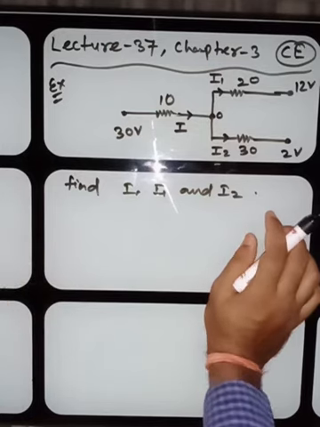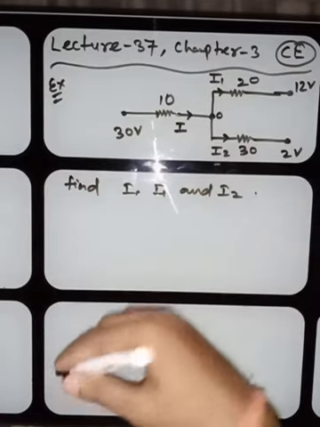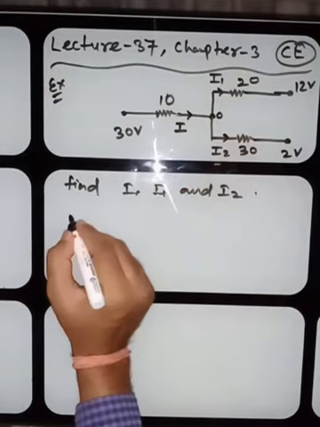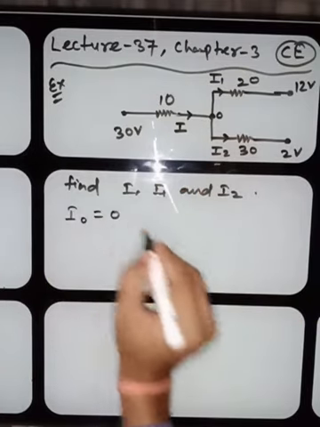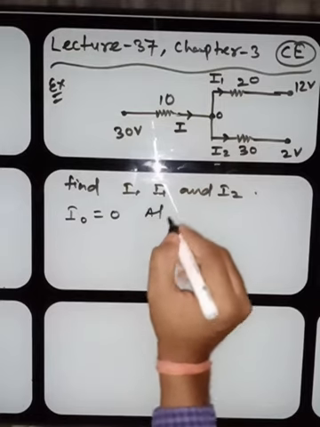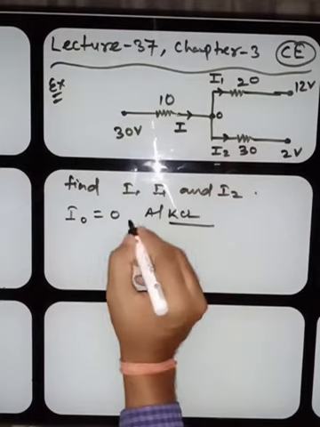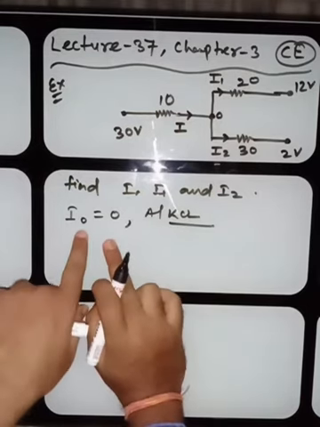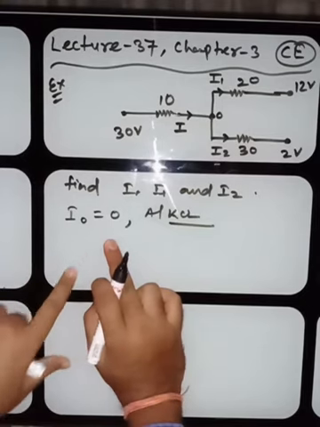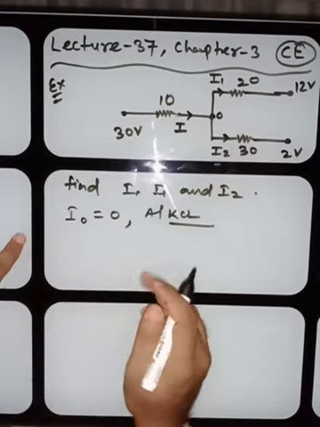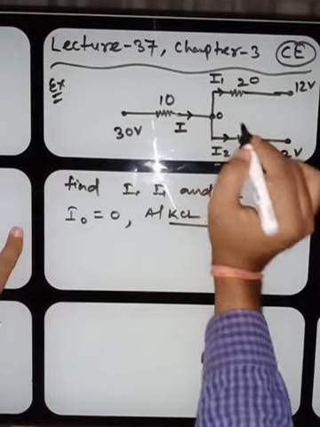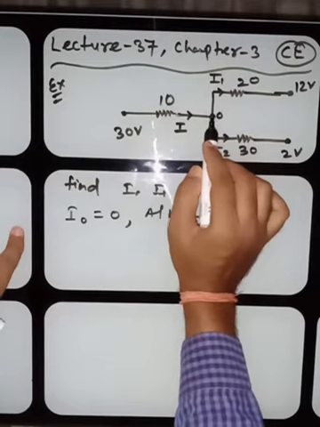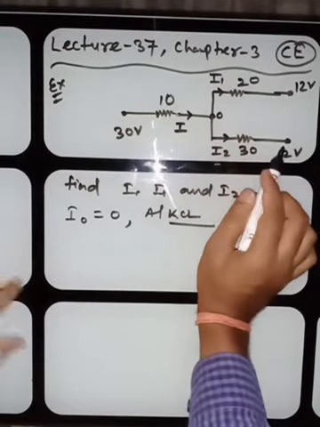How will you find them? From Kirchhoff's current law, we know that the total current at the junction, that is at O, will be zero according to KCL. Right, my dear student? Yes. According to KCL, the total current at junction O will be zero. Now we are going to proceed here. Look here. The current is moving from three directions.